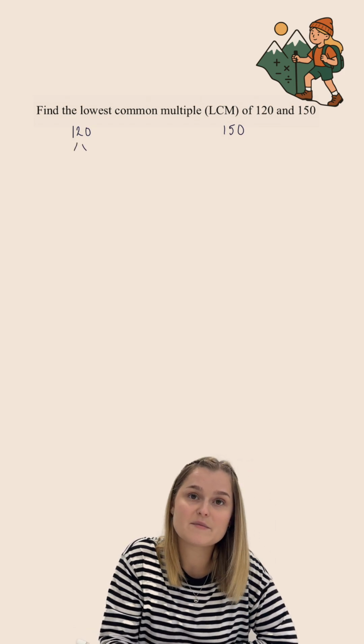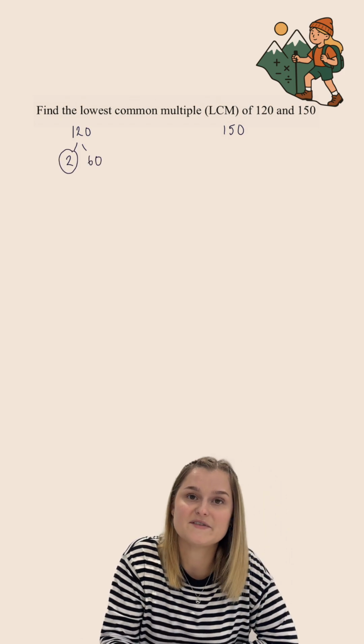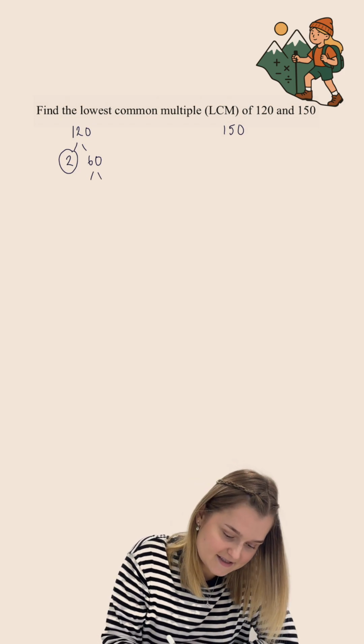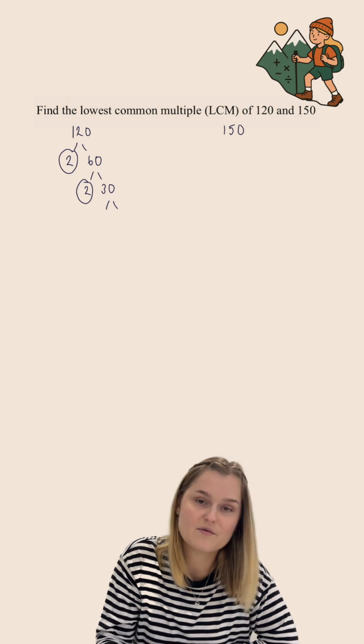So I'm looking for two numbers that multiply to make 120. I'm going to go with 2 and 60. Every time we get to a prime number, we circle it. So I'm circling that 2. Two numbers that multiply to make 60. I'm going to go with 2 and 30. 2 is prime, so we circle that one.